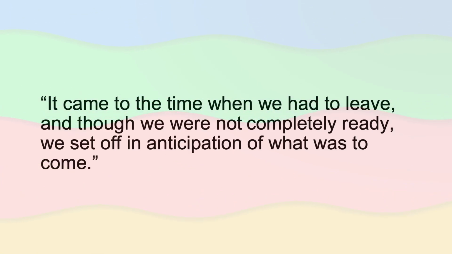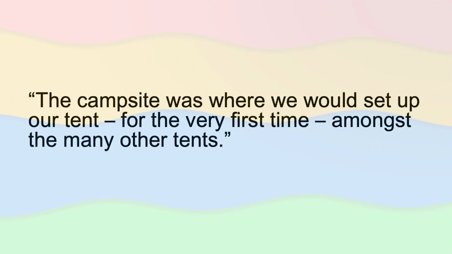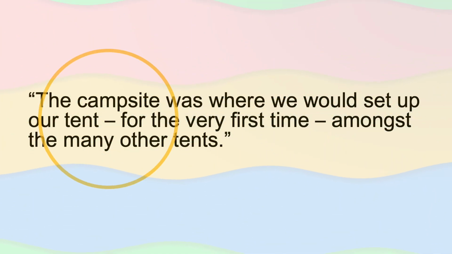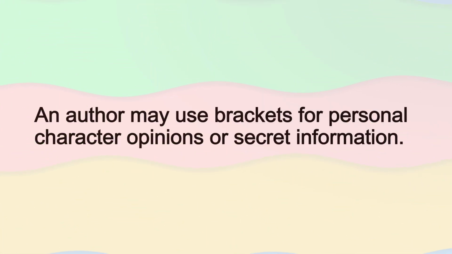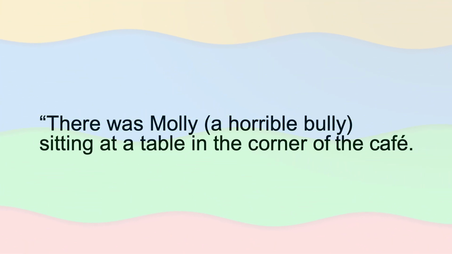7. Parenthesis uses dashes and commas for extra information to make an author's writing more sophisticated. "It came to the time when we had to leave, and though we were not completely ready, we set off in anticipation of what was to come. The campsite was where we would set up our tent, for the very first time, amongst the many other tents." An author may use brackets for personal character opinions or secret information. "There was Molly, a horrible bully, sitting at a table in the corner of the cafe."